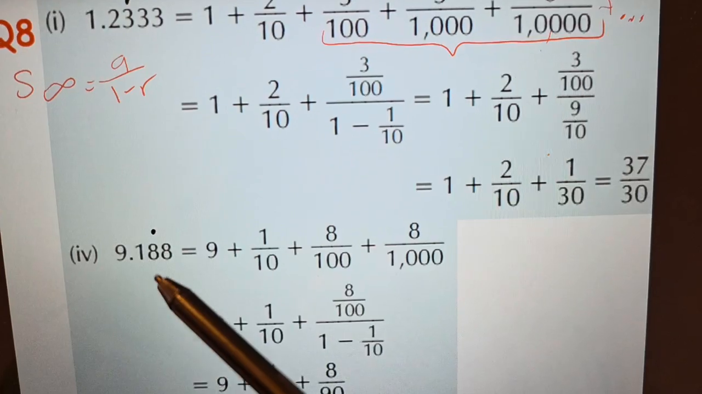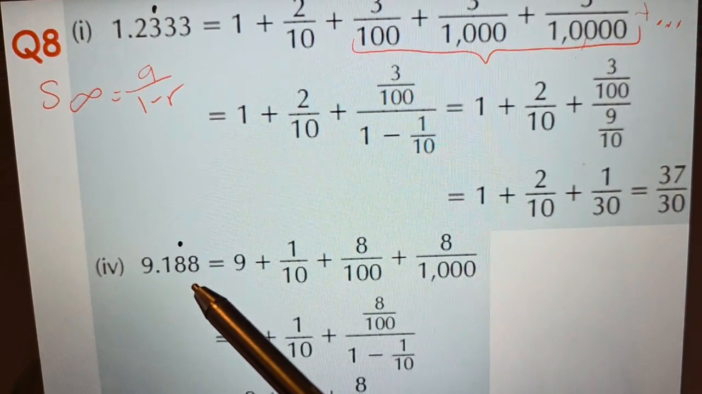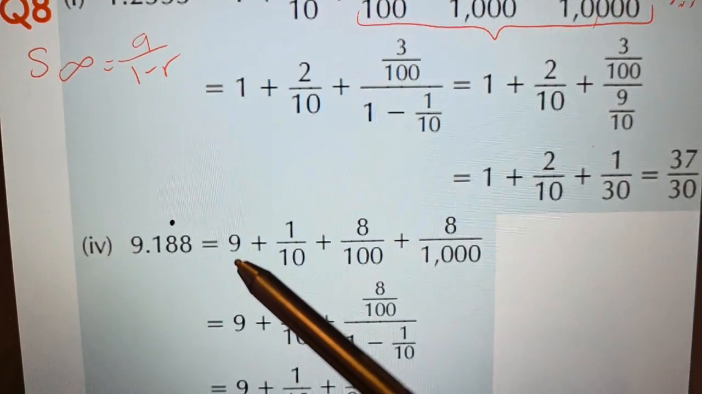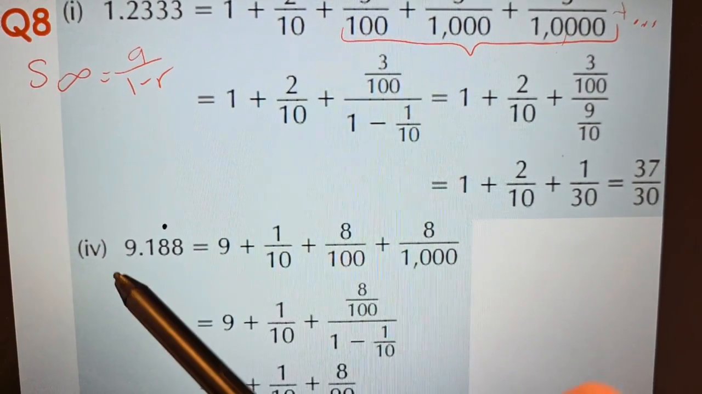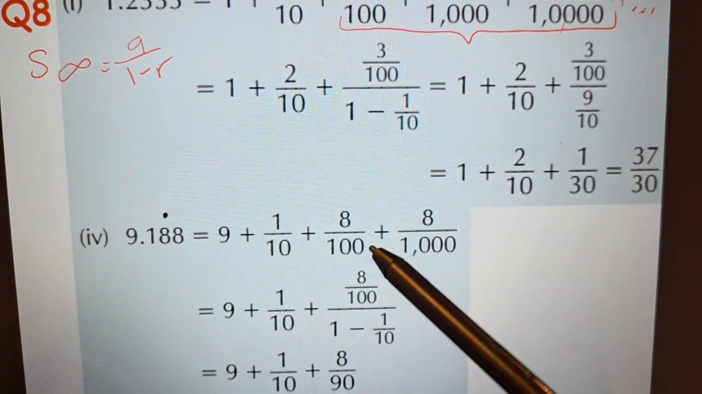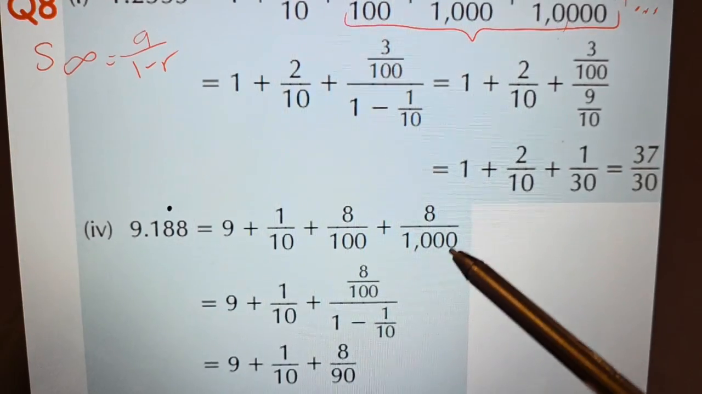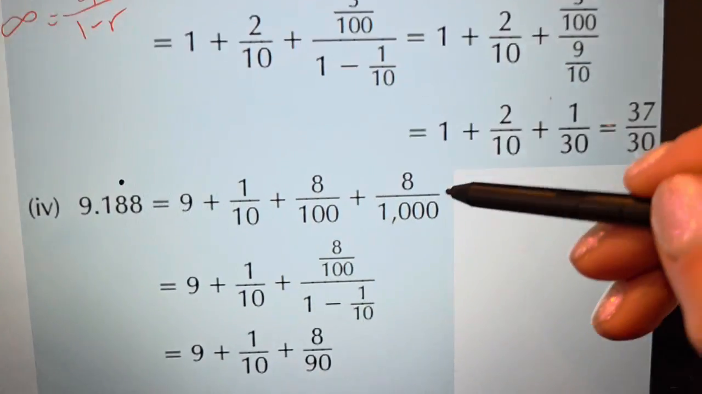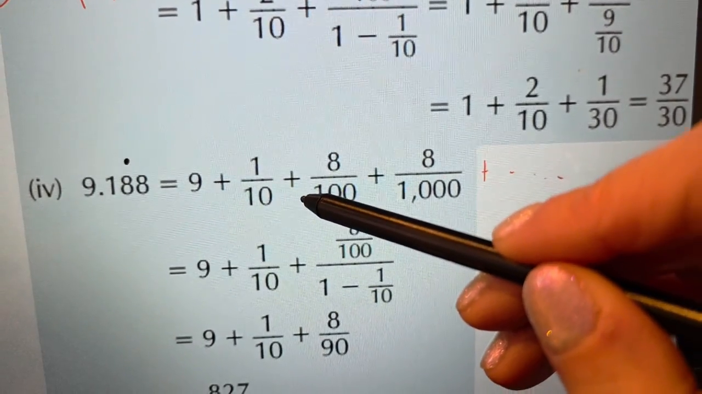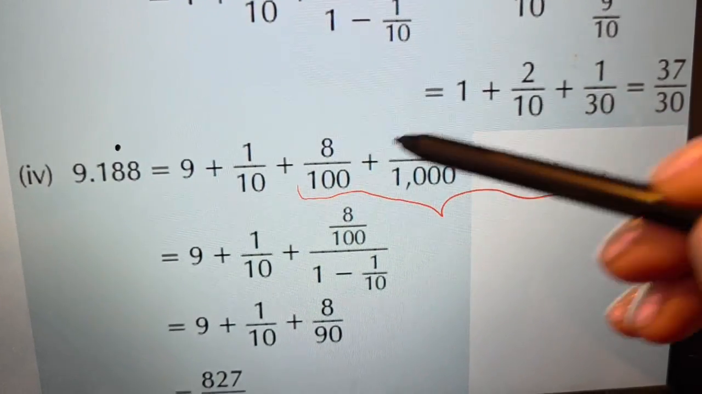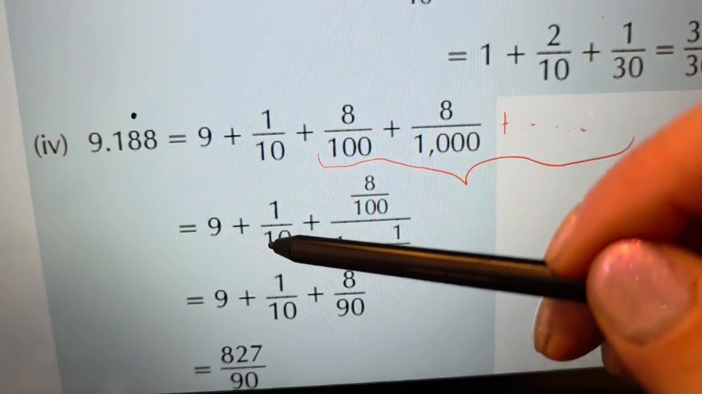8, part 4, 9.18, and there's a recurring decimal over the 8, so it's going to continue on 8. Break it up: 9 whole units plus 0.1, which is 1/10, plus 0.08, which is 8 over 100, plus 0.008, which would be 8 over 1,000, and it will keep going on to infinity. So the pattern starts to repeat itself here. So that's your first term, that's your second term. Bring down the 9, bring down the 1/10.